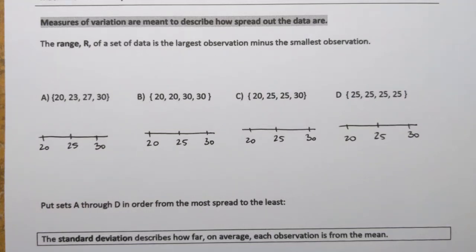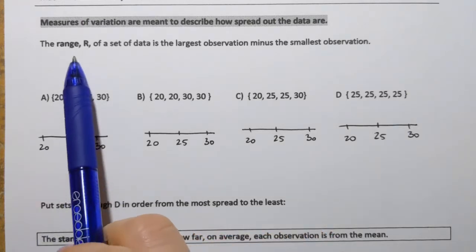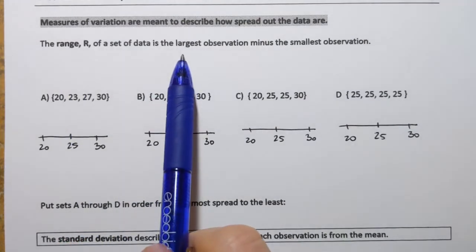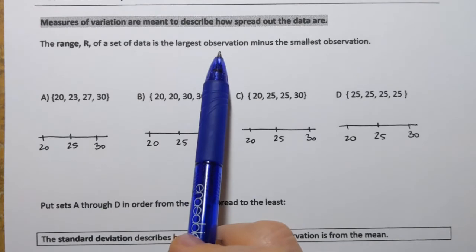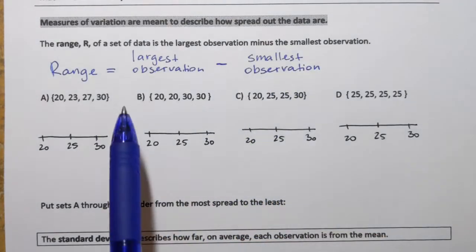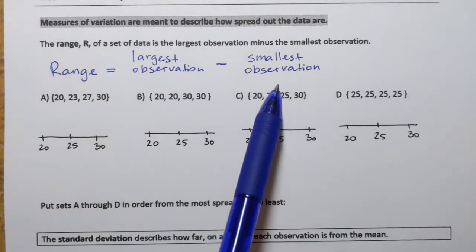Hi everyone! In this video we're going to talk about measures of variation that are meant to describe how spread out the data are. And we're going to start with the most basic measure of variation, and that is range. Range for a set of data is calculated by taking the largest observation and subtracting the smallest observation. So this is basically the formula.